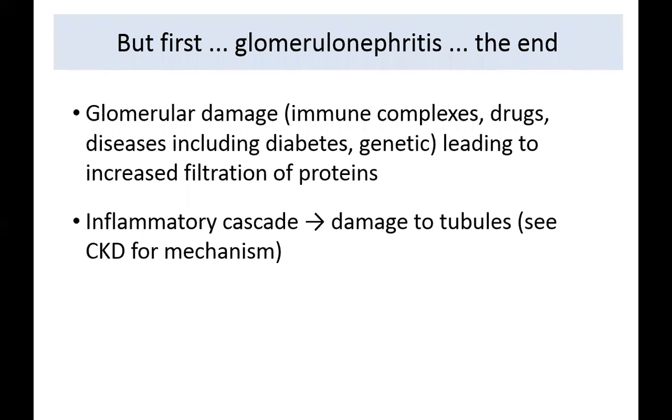And the important thing that happens is that you get increased filtration of proteins. And this increased filtration of proteins is the initiating factor for the inflammatory response, the downstream immune response. So filtration of proteins is sort of the initiator of a lot of the changes that happen after the initial glomerular damage. So it's an inflammatory cascade, damage to the tubules. The mechanism is essentially the same for all of these different conditions. So see chronic kidney disease for the mechanism of the downstream inflammatory response.